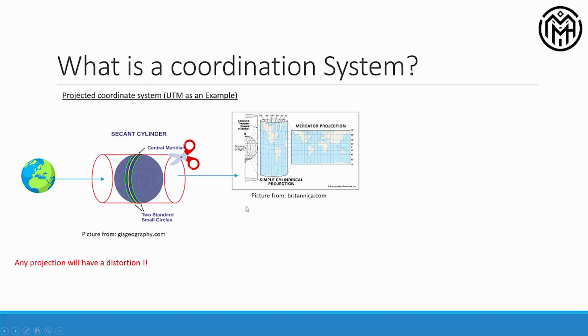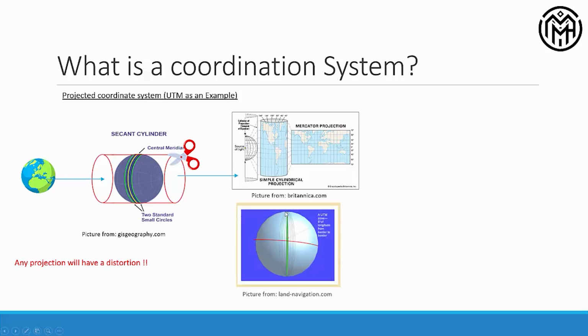But any projection will have a distortion. You cannot project very accurately. You will have a bit of distortion. So Mercator decided to avoid, or rather, you cannot actually avoid distortion, but you have to minimize this distortion as much as you can. So Mercator decided to divide the Earth or the surface into 60 zones.